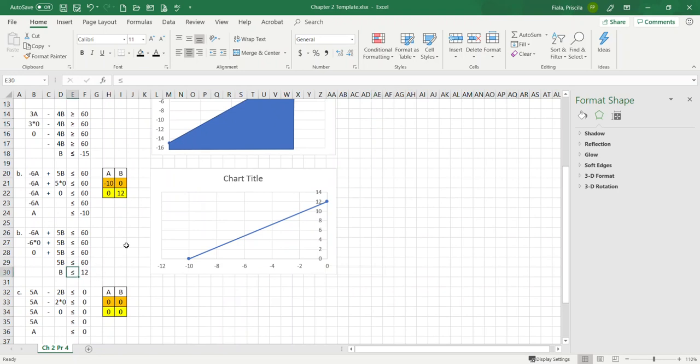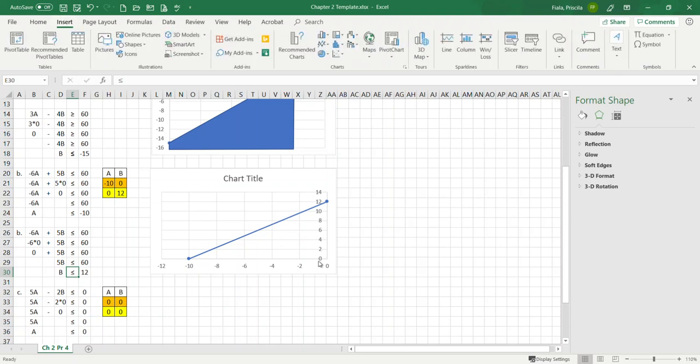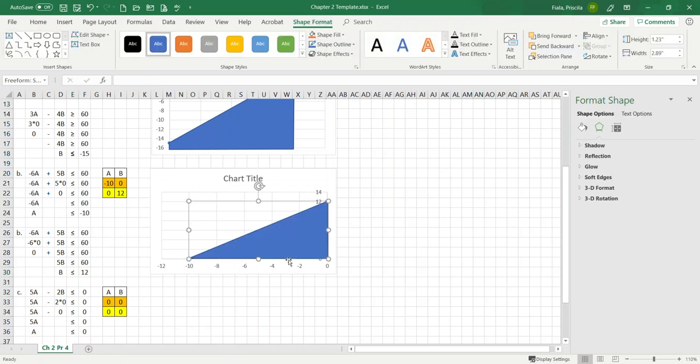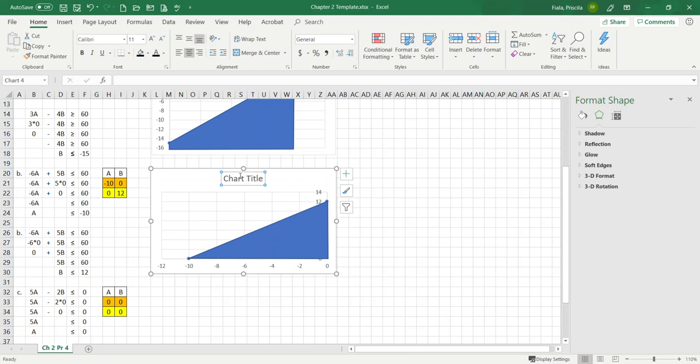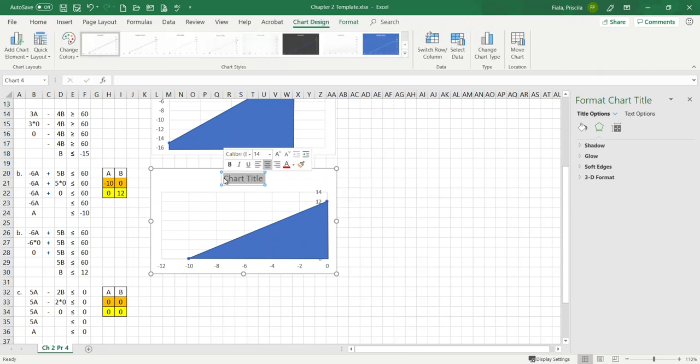And now we have that your B is less than or equal to, so the same situation as above, everything below this line. So we're going to do Insert, Shapes, Freeform, one click, let it go, another click, let it go, another click. It doesn't have to be perfect. There we go. If you want, put the title minus 6a, so you know what it's referring to. I'm just going to put equals to 60.